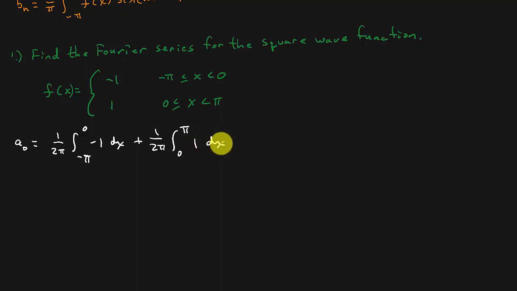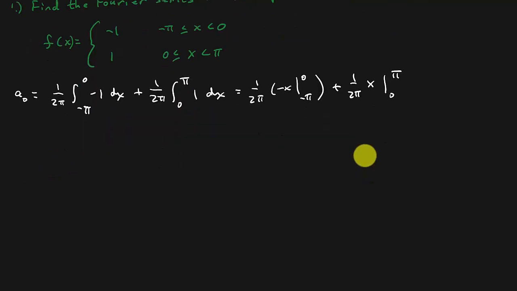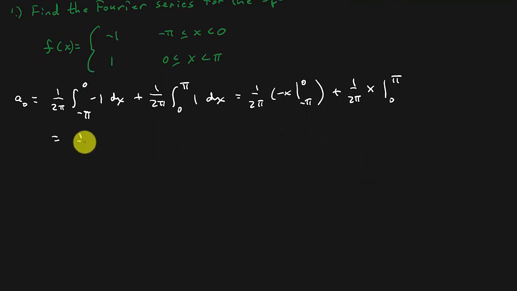And so here we get 1 over 2 pi times negative x from negative pi to 0, plus 1 over 2 pi times x from 0 to pi. Okay, so all I did is integrate each one of those. And so this is going to give me 1 over 2 pi times -0 minus -pi.